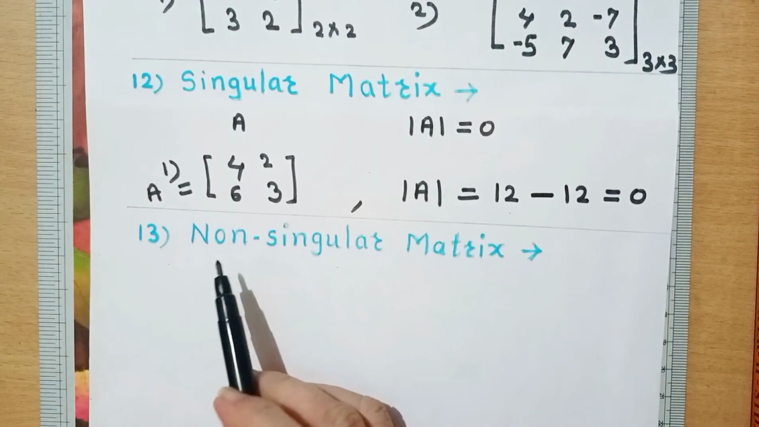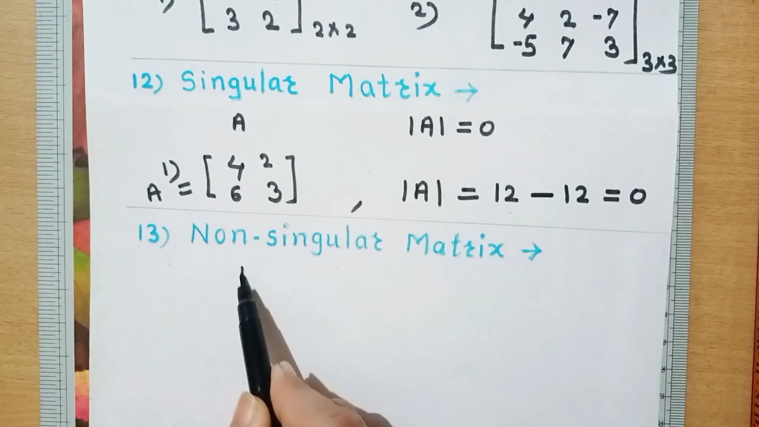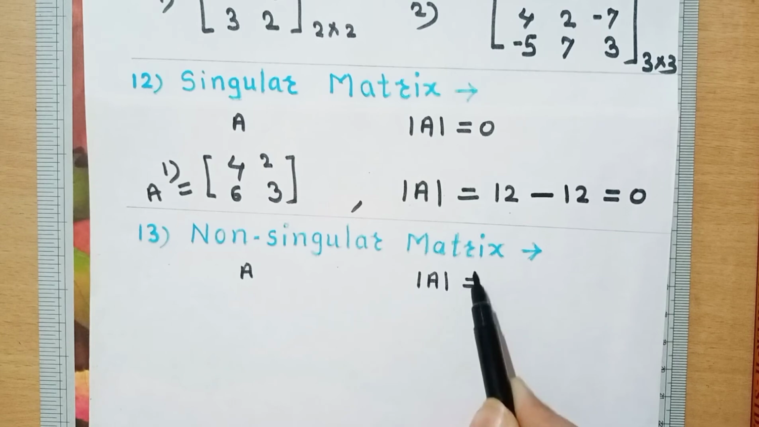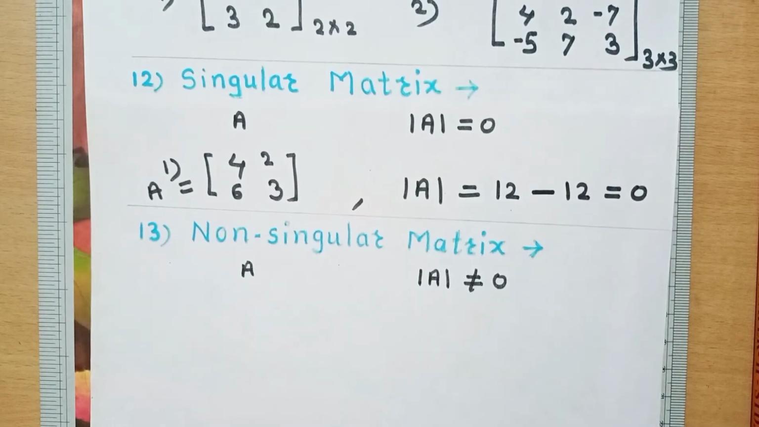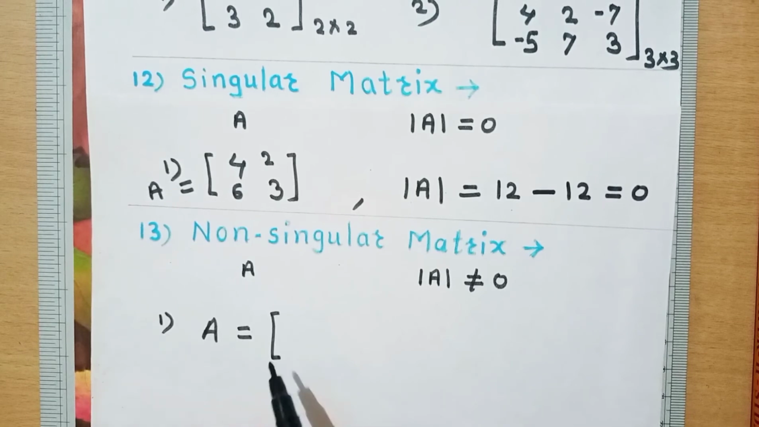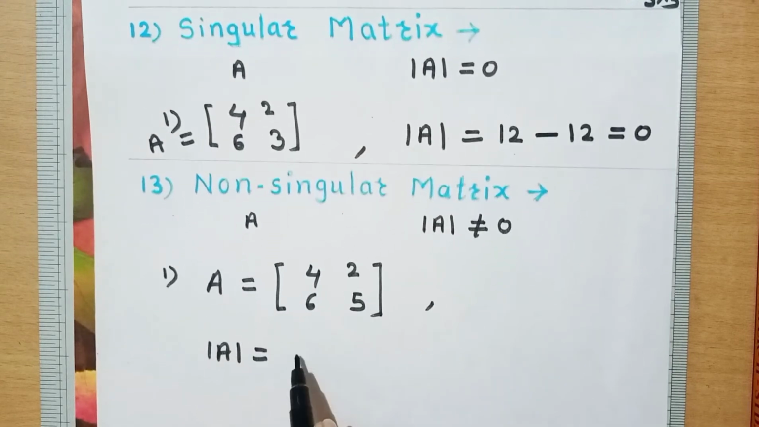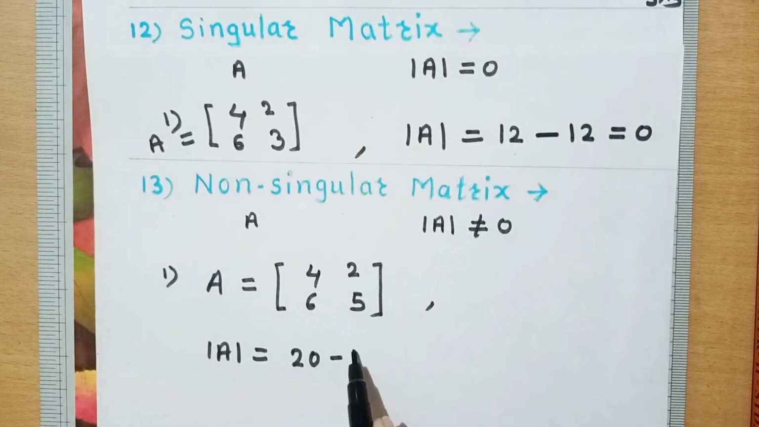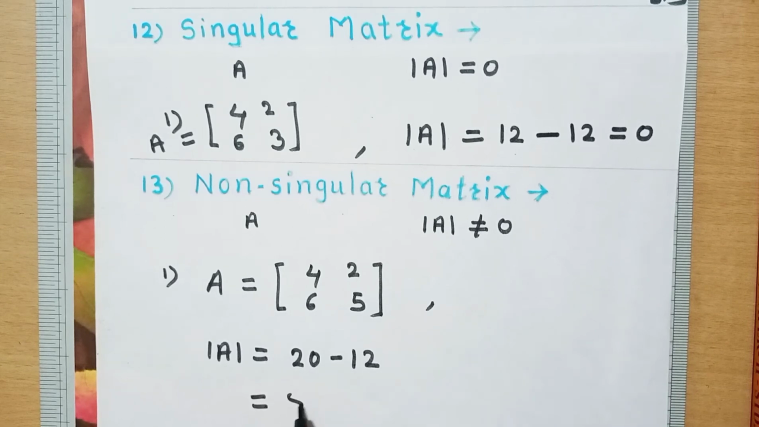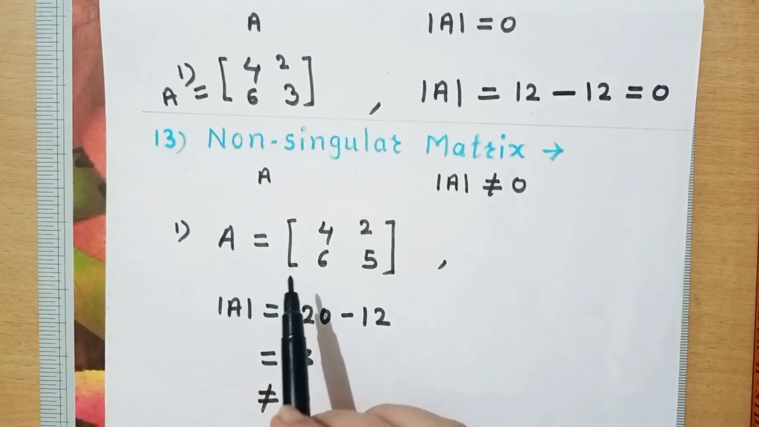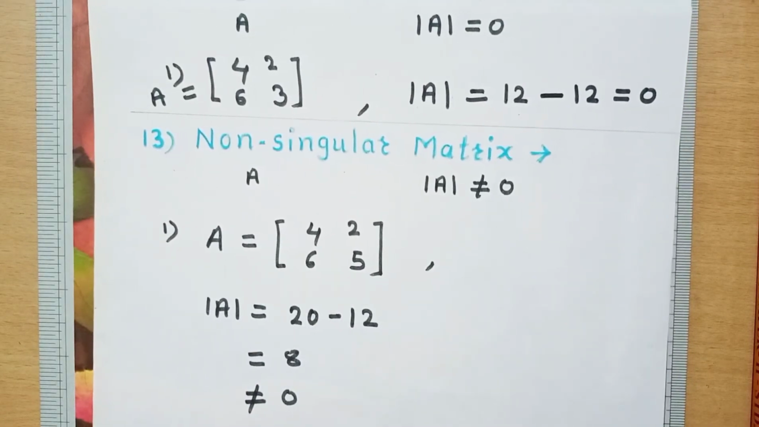And last type is non-singular matrix. Suppose A is a square matrix, then if determinant of A is not equal to 0, then it is called as non-singular. So same we will consider the example. Suppose this is 4. Check again, determinant of A is equal to 4 5s are 20 minus 6 2s are 12, and that is equal to 8, and this is not equal to 0, and so the given matrix is called as non-singular matrix.